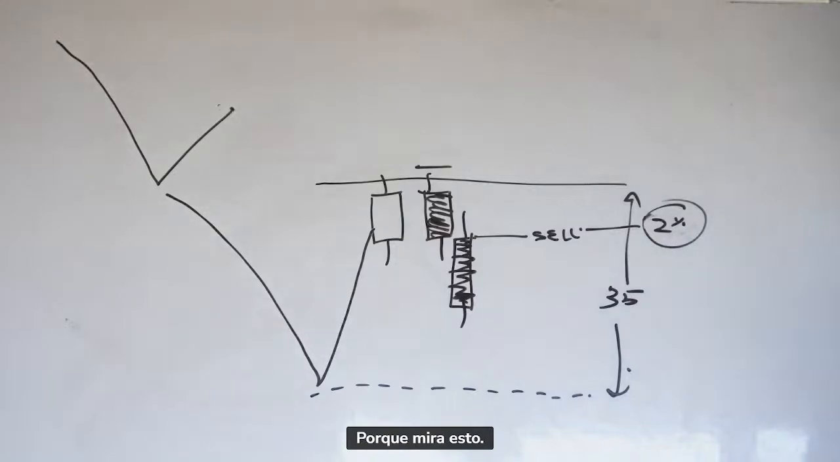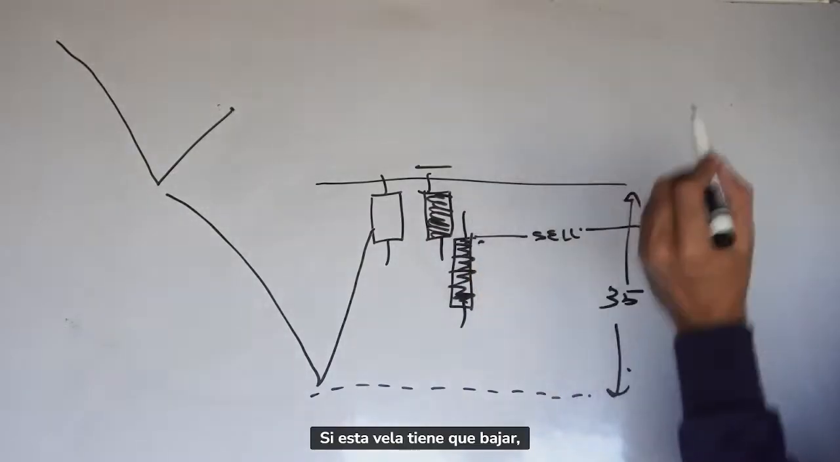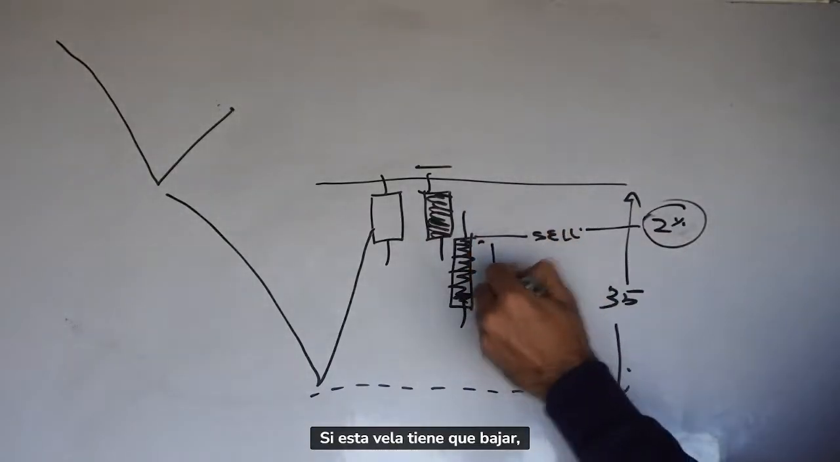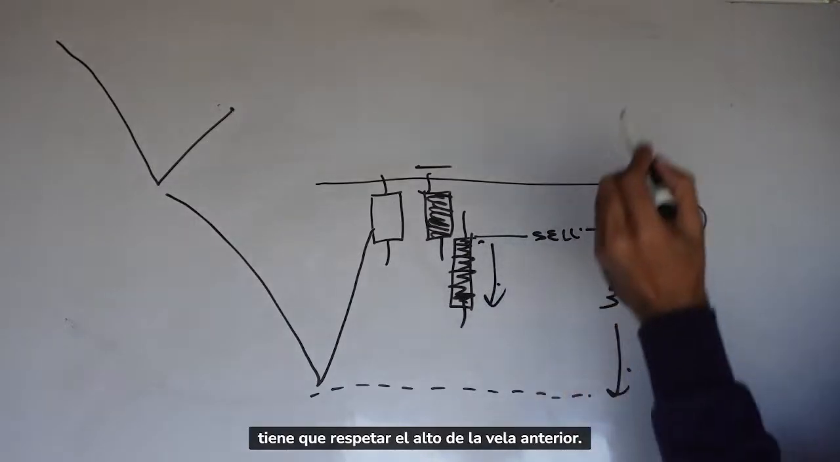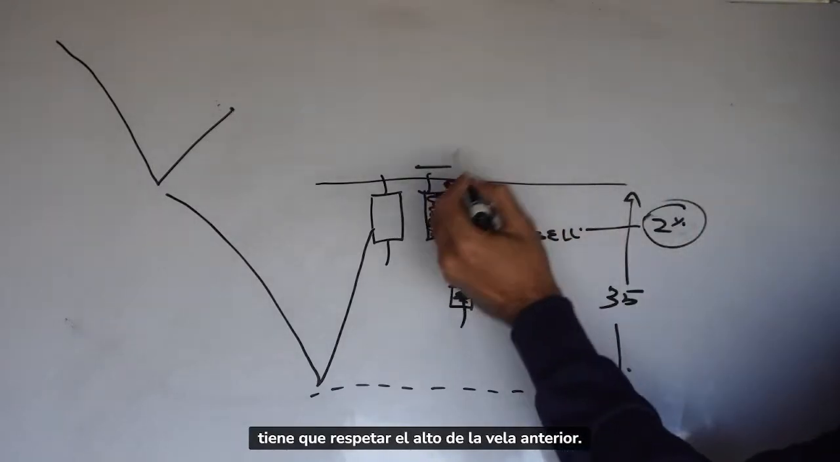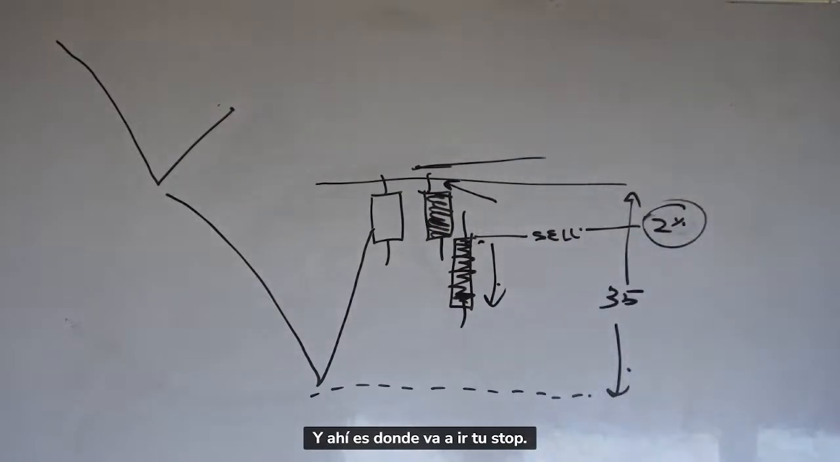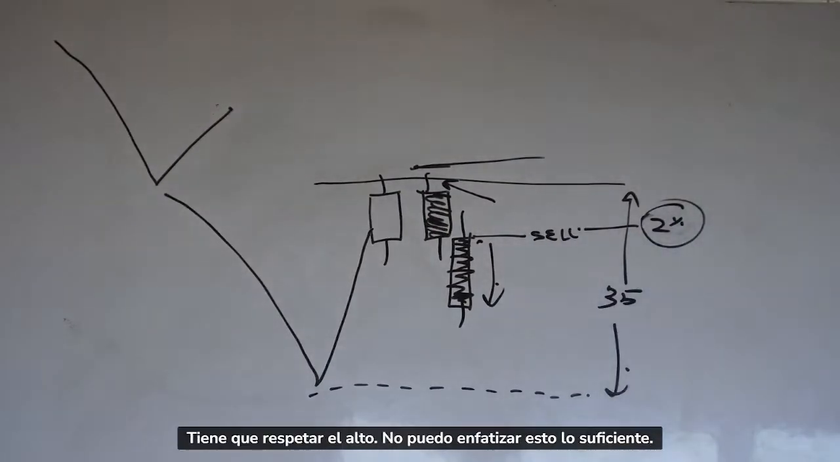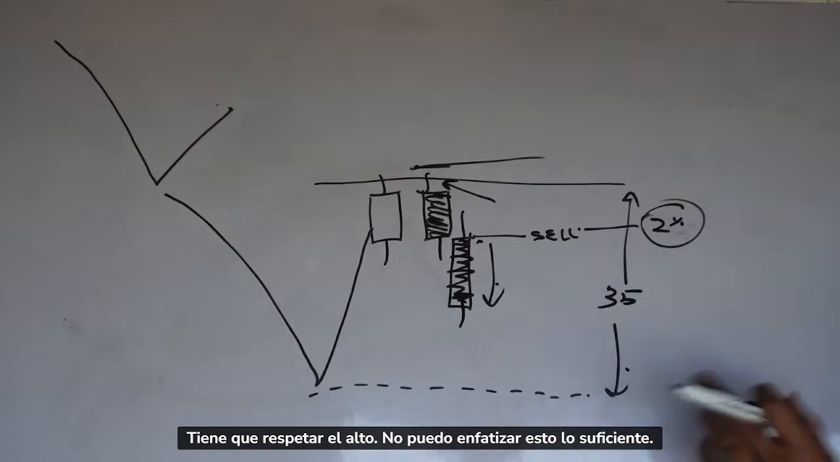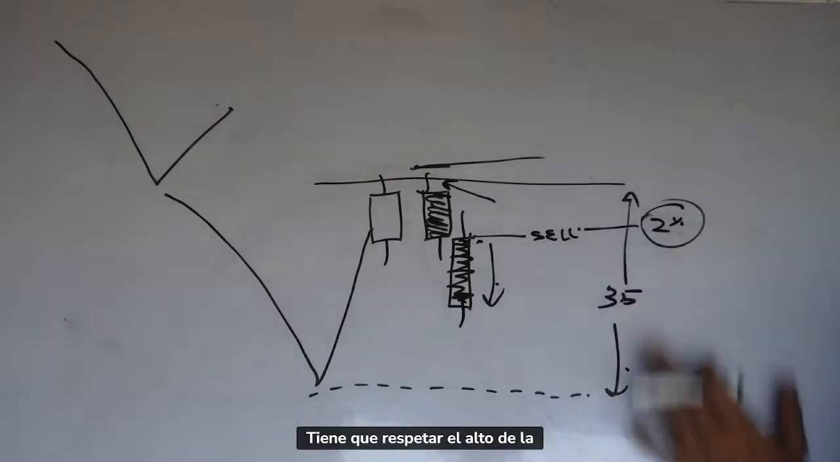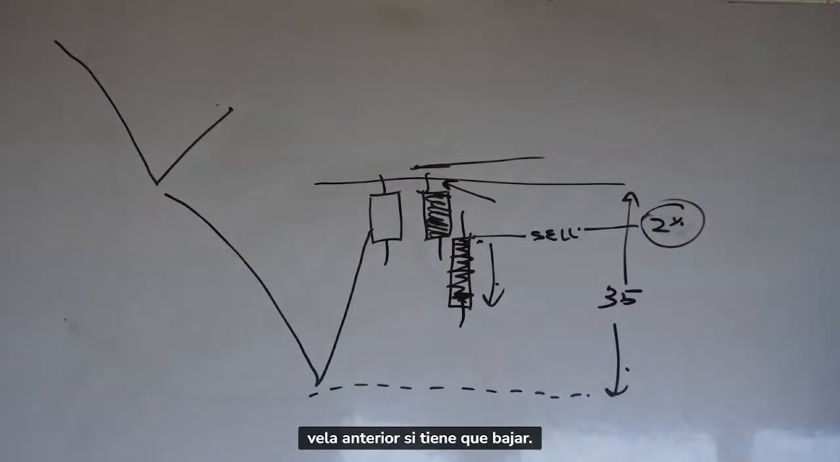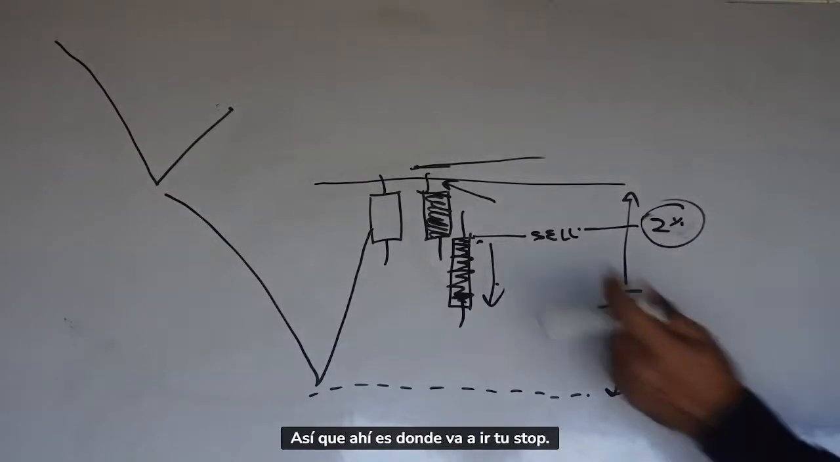Because take a look at this. If this candle has to go down, it has to respect the high of the previous candle, and that's where your stop is going to go. It has to respect the high. I can't stress this enough. It has to respect the high of the previous candle if it has to go down. So that's where your stop is going to go.